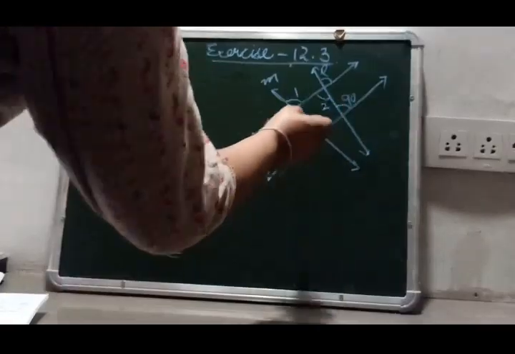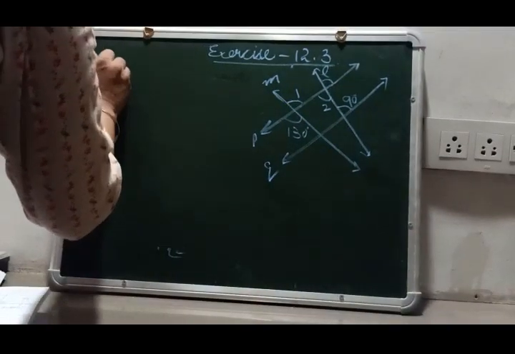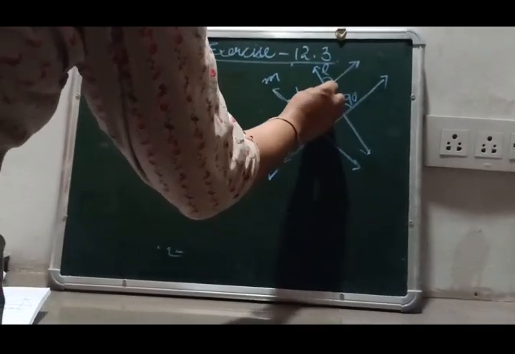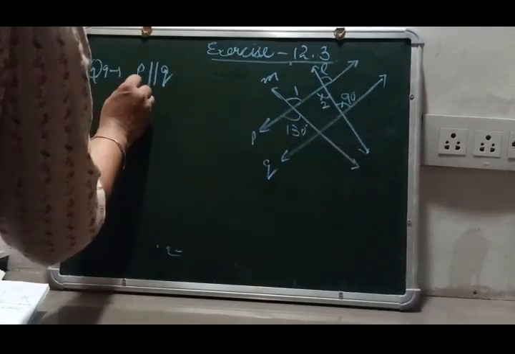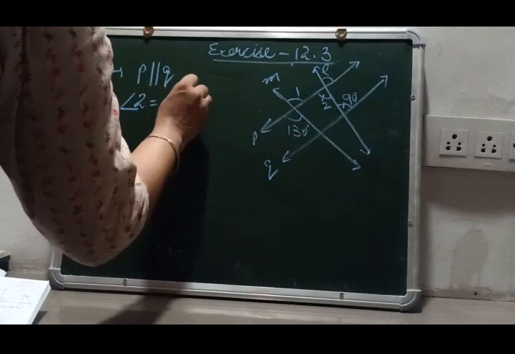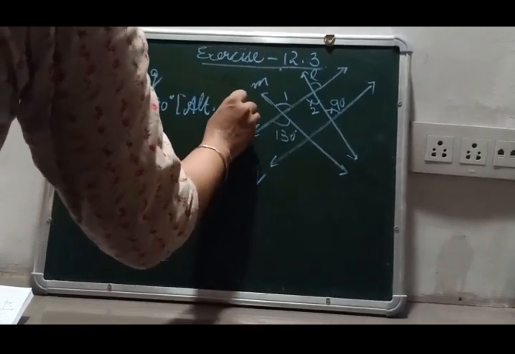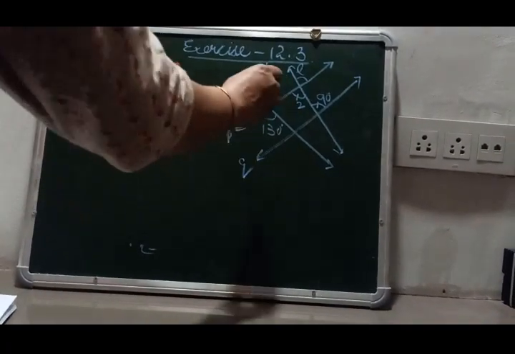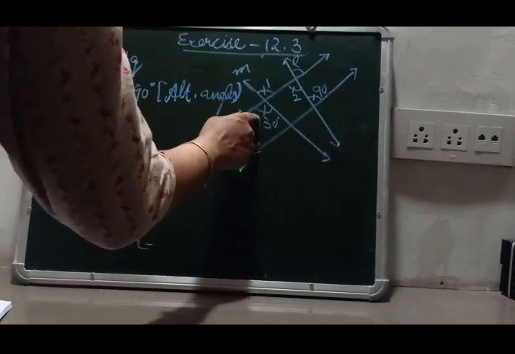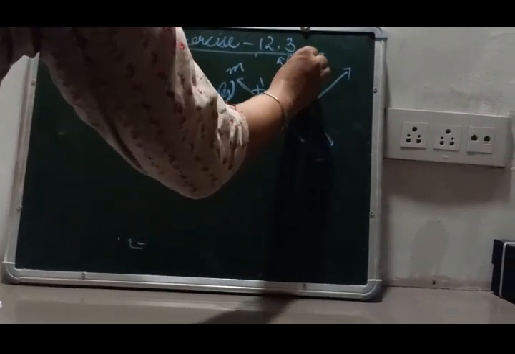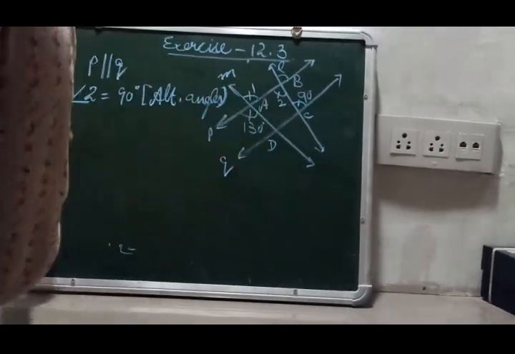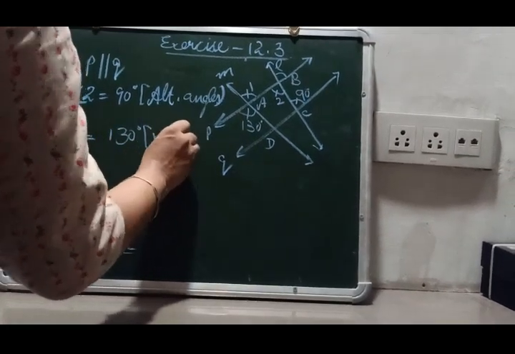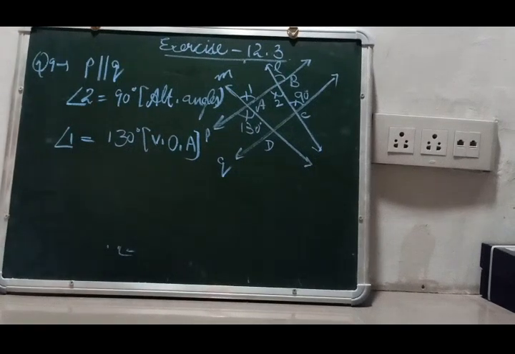So here as you can see, P is parallel to Q. If these both are parallel, then this angle and this angle, aren't they equal? So angle 2 equals 90 degree. Why? Because these are alternate angles. So now we have found angle 2. Now angle 1 and angle 130 degree, these are vertical opposite angles. So we can write angle 1 equals 130 degree. It is vertical opposite angle. So we have found angle 1 and angle 2.